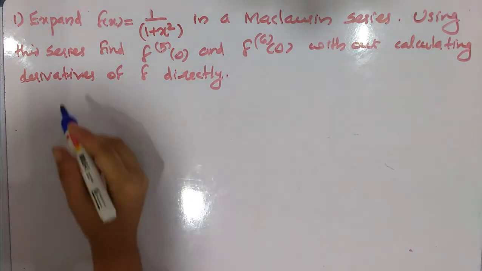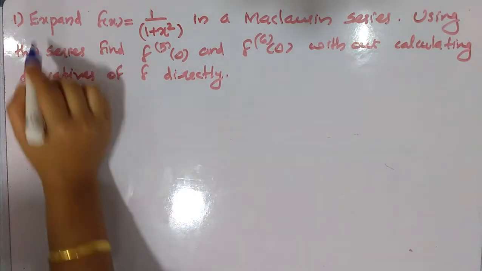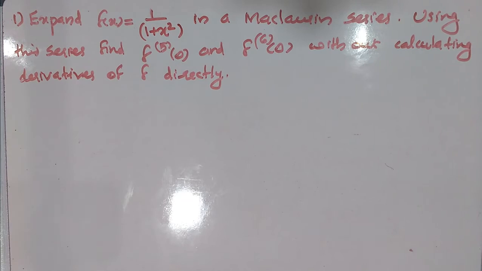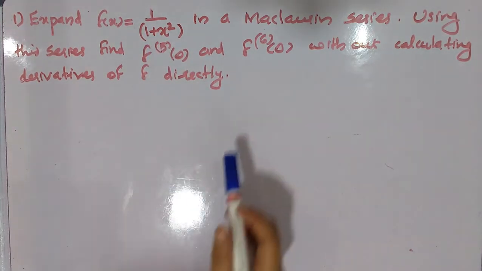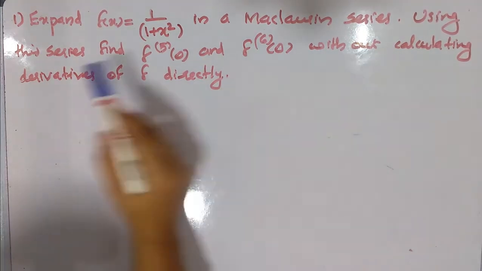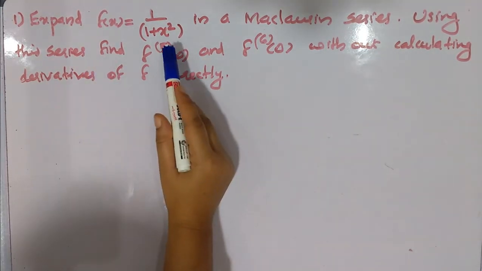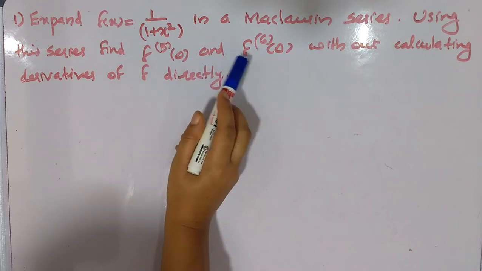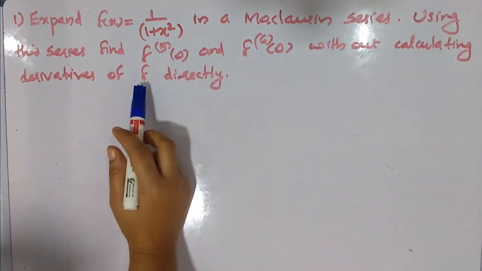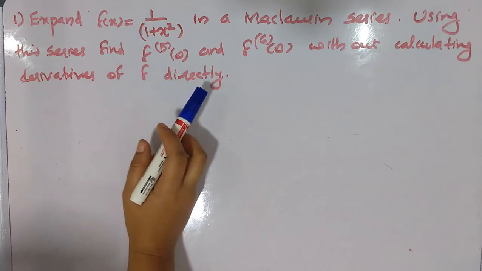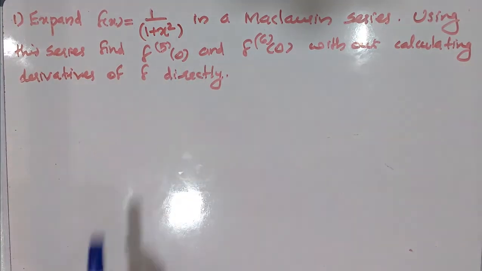In this class, we will discuss some problems. First question: expand f of x equal to 1 by 1 plus x square in a Maclaurin series. Using this series, find f5 of 0 and f6 of 0 without calculating derivatives of f directly. f of x is the function 1 by 1 plus x square. I know the Maclaurin series expansion.